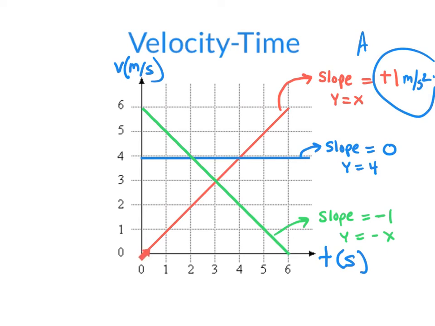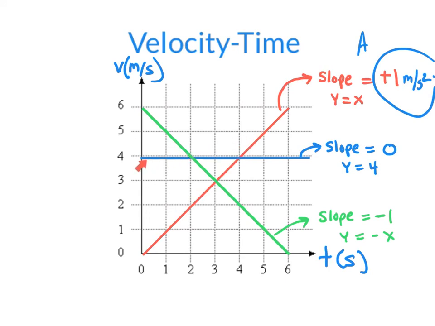Well, what does that mean? That means every second the object is going faster by 1 meter per second. After 2 seconds, it's going 2 meters per second. After 3 seconds, it's going 3 meters per second. After 4 seconds, it's going 4 meters per second. After 5 seconds, it's going 5 meters per second.